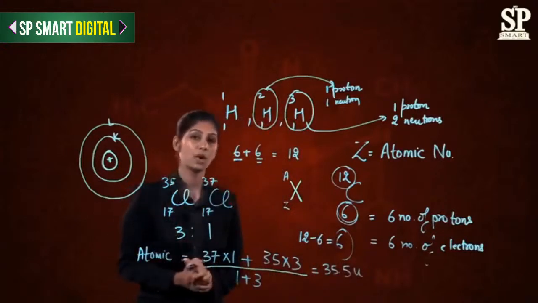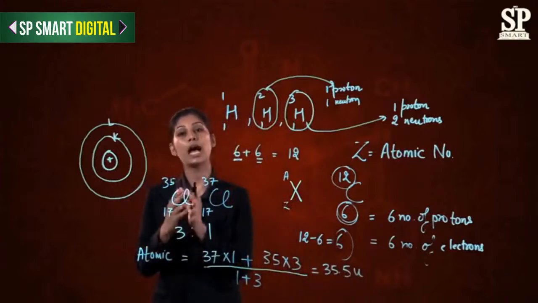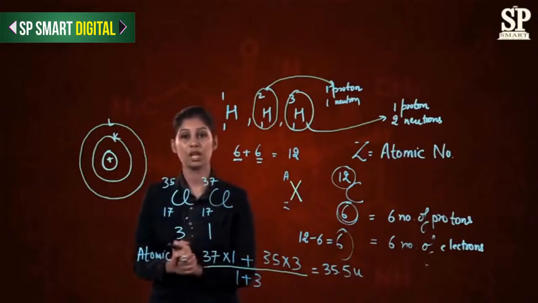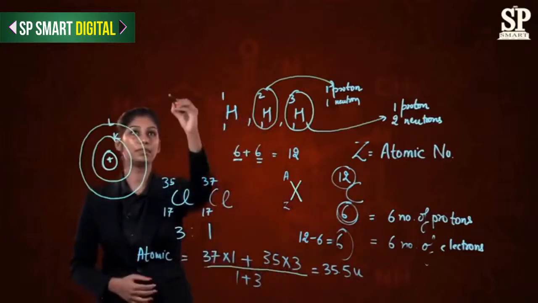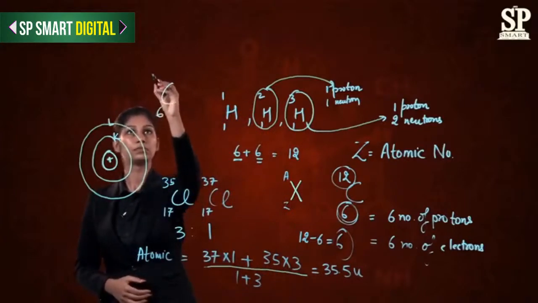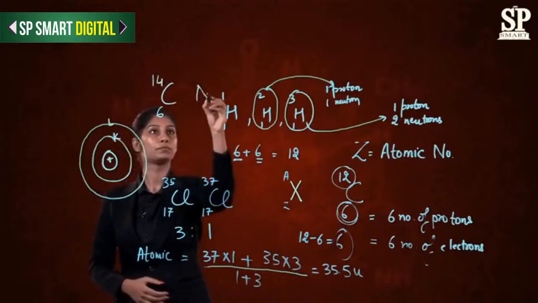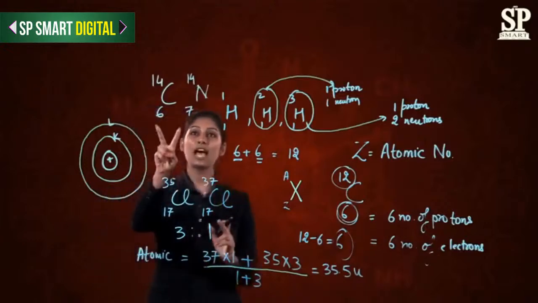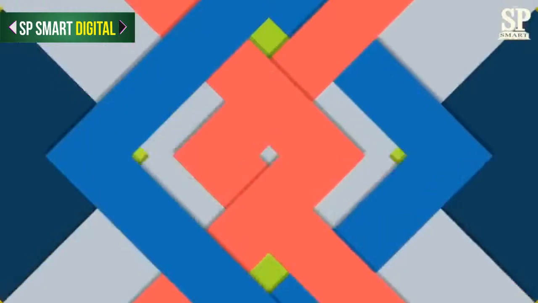Now let's discuss what are isobars. Isobars are the atoms of different elements with a different atomic number which have the same mass number. They are known as isobars. For example, this is the isotope of carbon. You can see that these have different atomic number, but they have same mass number.